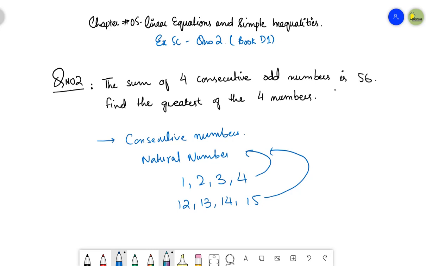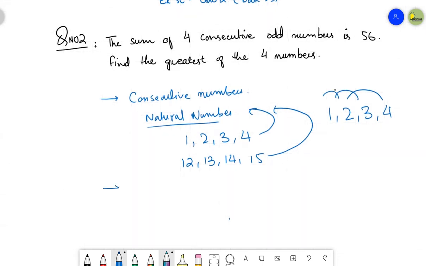So you can have multiple consecutive numbers that come one after another. The important thing is that the numbers must be in an order in which they come one after the other. This is what we call the natural numbers. Now, if I talk about consecutive odd numbers, we can have multiple examples. Let's suppose starting from 1, which is an odd number. Then after 1 I get 3, after 3 I get 5, and after 5 I get 7. So 1, 3, 5, 7 are four consecutive odd numbers that come one after another.